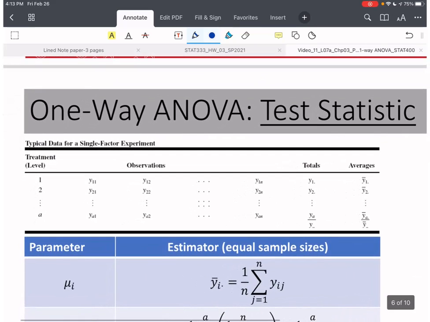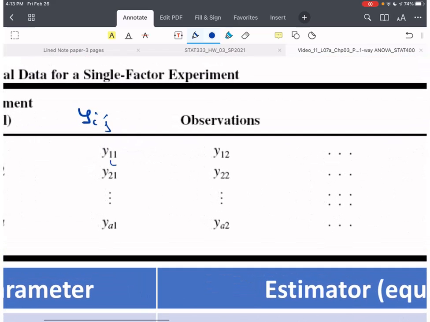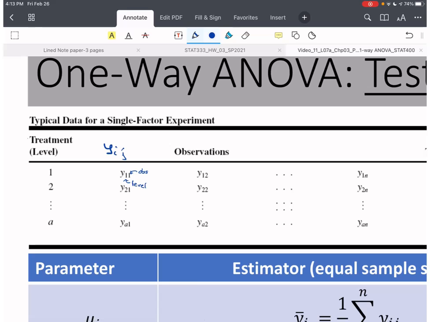So, looking at the notation, let's recall that Y11 is a Yij. So the first subscript is the level, and the second number is the observation. Okay? And so we've got treatment level 1, and the first number in all of that row is always 1. And then we count up from 1, 2, all the way up to n.